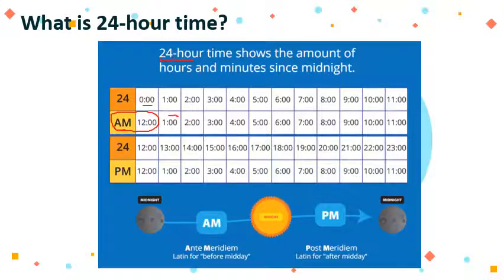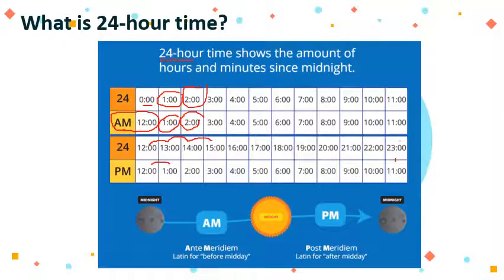Then 1 AM is 1, 2, and so on until we get to 1 PM. Now, instead of going to 1 here, because this jumps from 12 PM to 1 PM, we just keep on counting up. So we go 12, 13, 14, 15, all the way to 23, which is 11 PM, 11 o'clock at night.